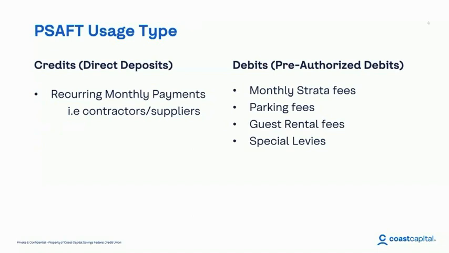Now, what can we use this for? Well, you can either send or receive money. If you have regular contractors or monthly suppliers, you can directly pay them into their account. These could be gardeners, cleaning services, things like that. However, I find most stratas stick to pre-authorized debits, which can be used to collect reoccurring monthly payments such as strata fees or parking fees.